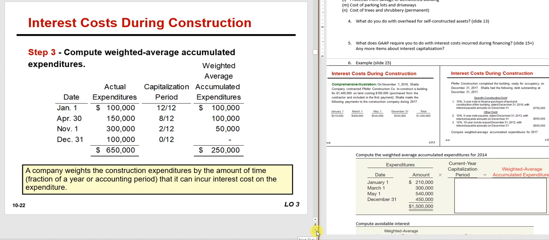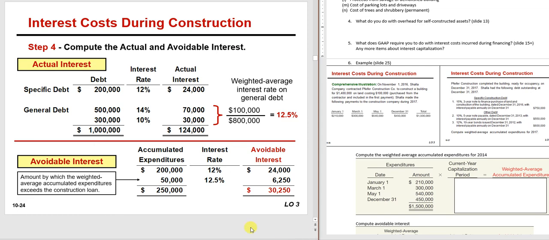So first of all, we're going to use the debt that we actually used. Notice we had specific debt of $200,000 and it had a 12% interest rate. But remember, our accumulated weighted average expenditures were $250,000. So we have $200,000 that's 12%, and then we had these 2 that have 2 different debts, so we just average those.